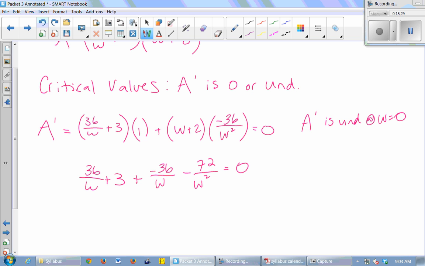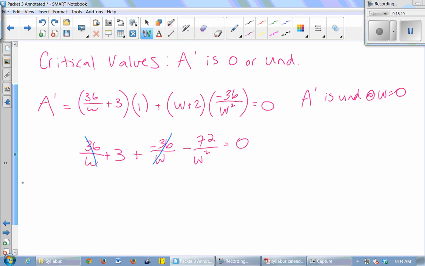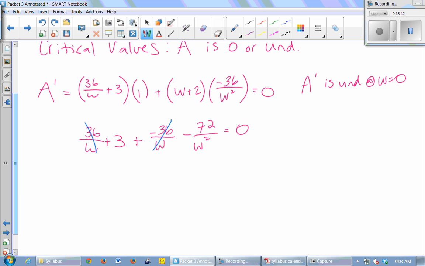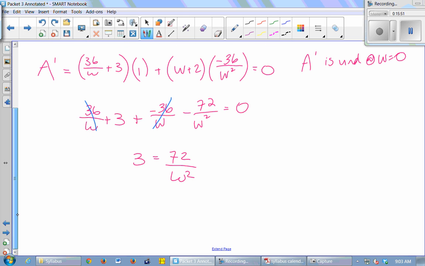All right, what do you see? A 36 over w and a negative 36 over w. Those terms cancel. So I now have 3. I'll move that to the other side, equals 72 over w squared. Multiply both sides by w squared, so I have 3w squared equals 72. 72 divided by 3.